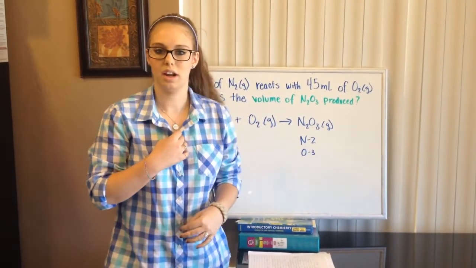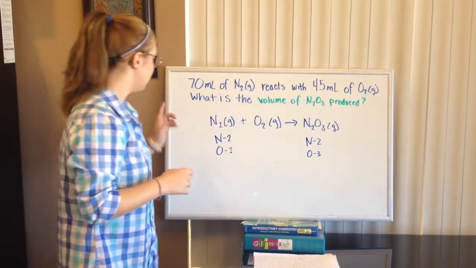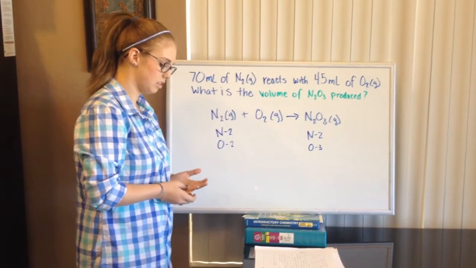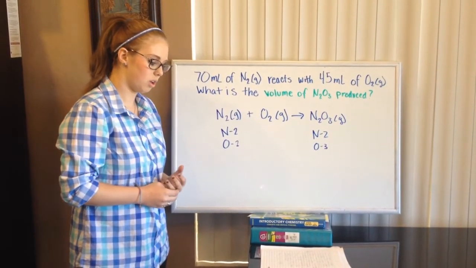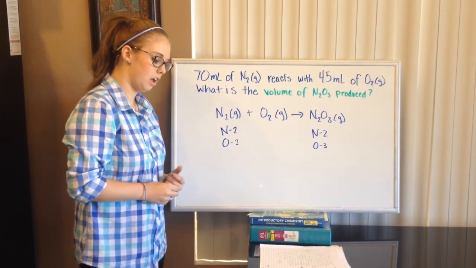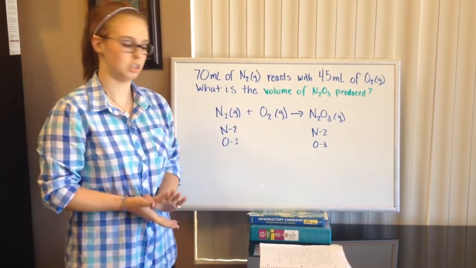So I did number 69 in chemistry in our textbook, which says that if 70 milliliters of nitrogen gas reacts with 45 milliliters of oxygen gas, what is the volume of the nitrous oxide produced? And you're to assume that all gases are at the same temperature and pressure.